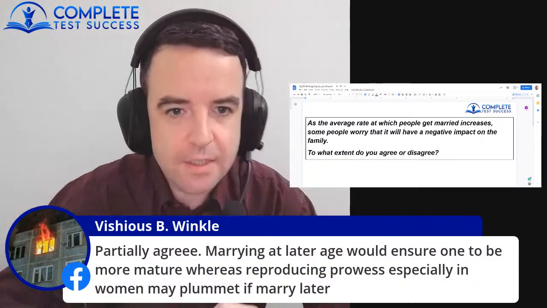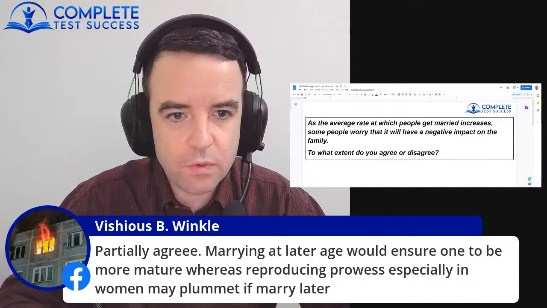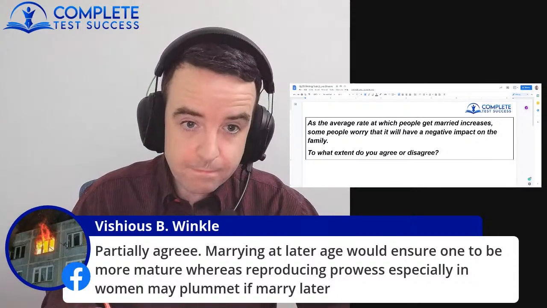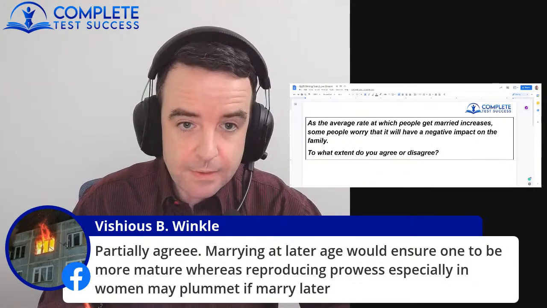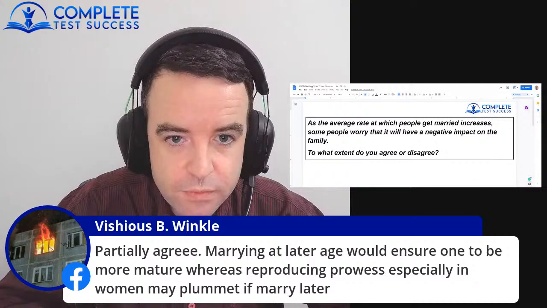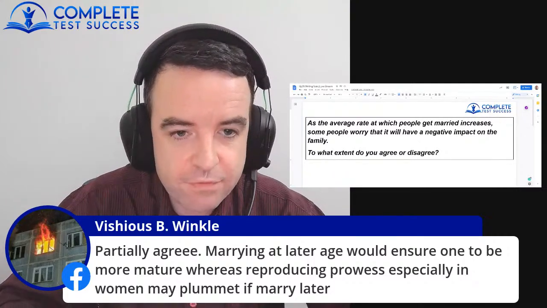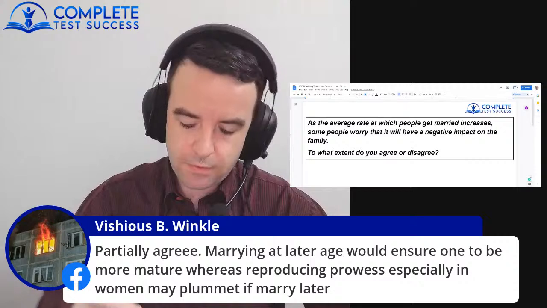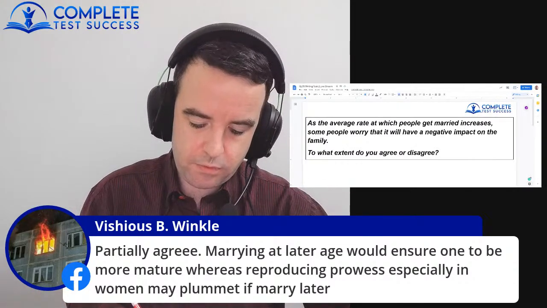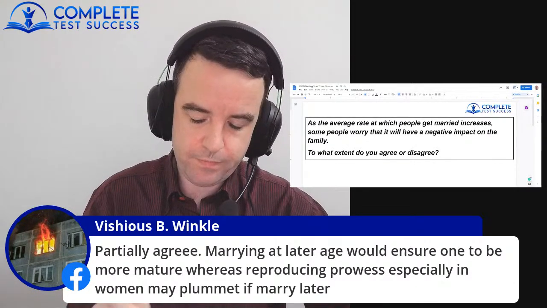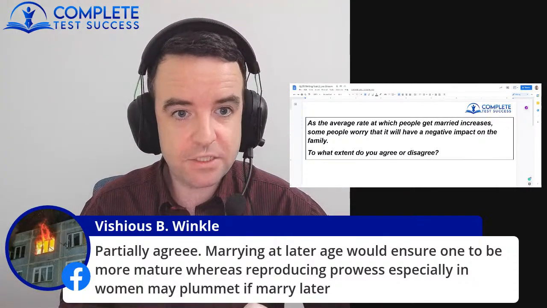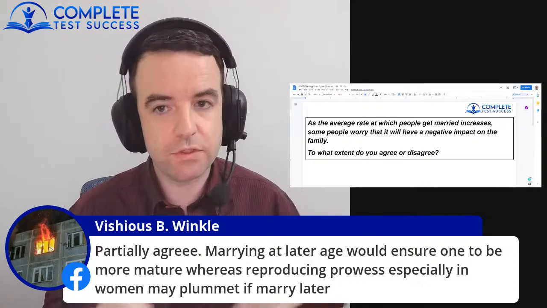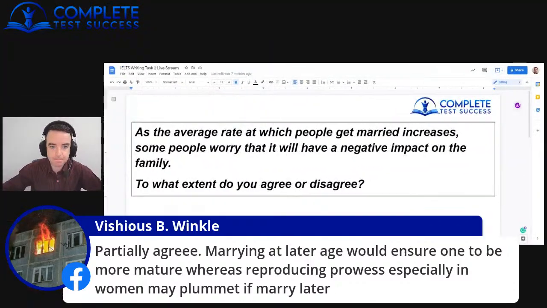So in relation to your ideas, marrying at a later age would ensure that one would be more mature. So they're more mature. Good. Whereas reproducing prowess, especially in women, may plummet if marrying later. So we would say less fertile, perhaps. Both of your ideas are relevant and both of them are specific, but I would get you to rephrase that and go with fully agree or fully disagree, because you're going to have a much better chance of a higher score by doing it that way.